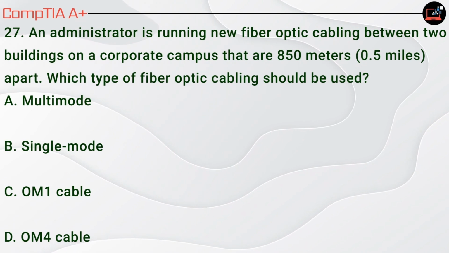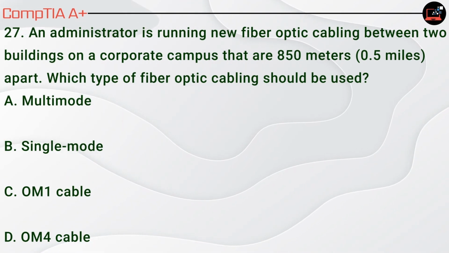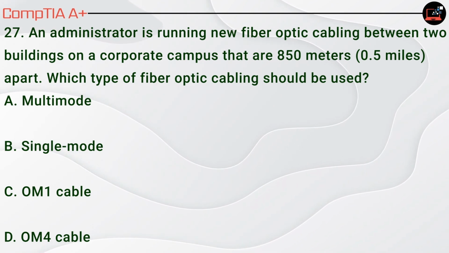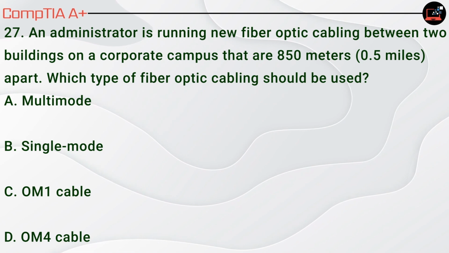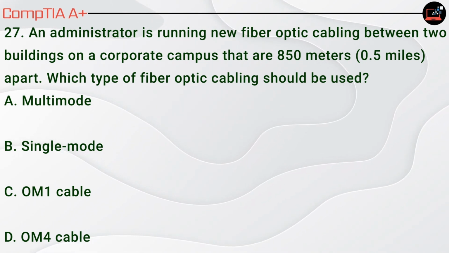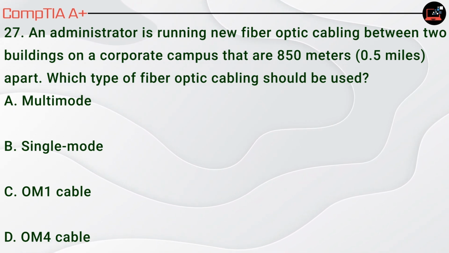27. An administrator is running new fiber optic cabling between two buildings on a corporate campus that are 850 meters, 0.5 miles, apart. Which type of fiber optic cabling should be used? A. Multimode. B. Single mode. C. OM1 cable. D. OM4 cable.